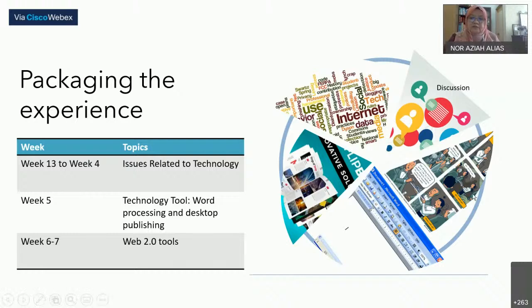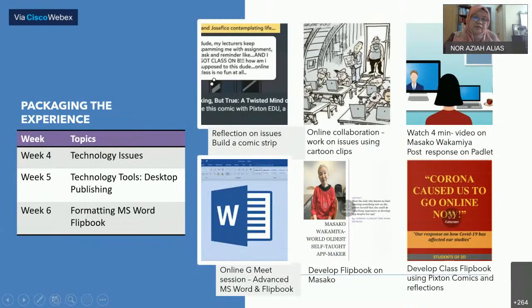So what the students did was they used Pixton, and then they learned Microsoft Word, and then I get them to discuss, and then they contribute a flipbook. Let me just show you. This is what they did. They reflect on issues, they build a comic strip, and then they collaborate. They watch a 4-minute video on Masako Wakamiya. If you know her, she developed apps at the age of 80 something. So the students reflect on Masako in Microsoft Word, because they need to learn the advanced elements of Microsoft Word.